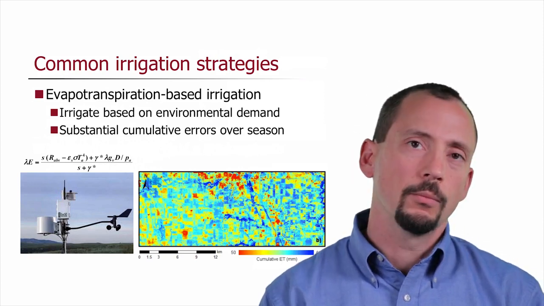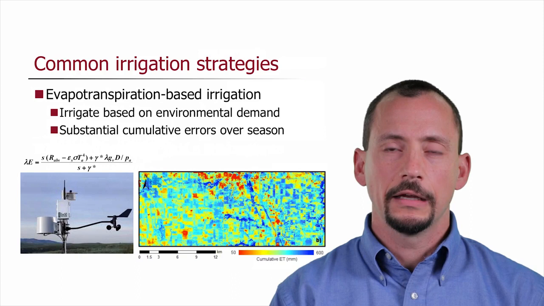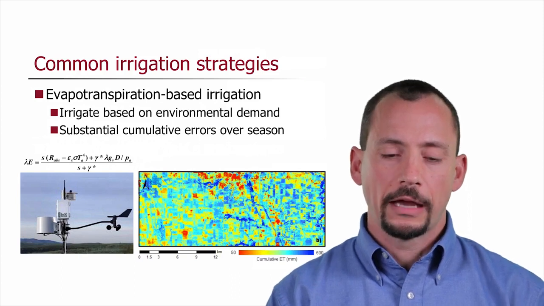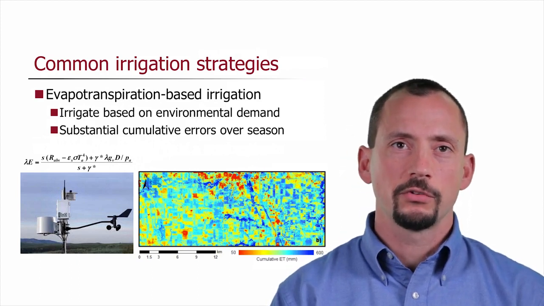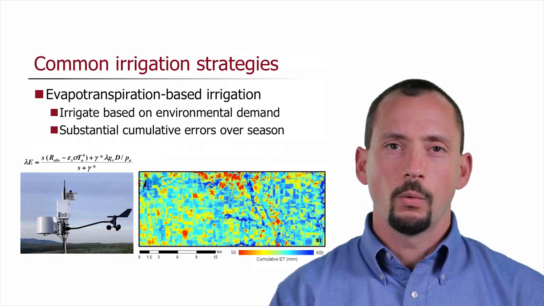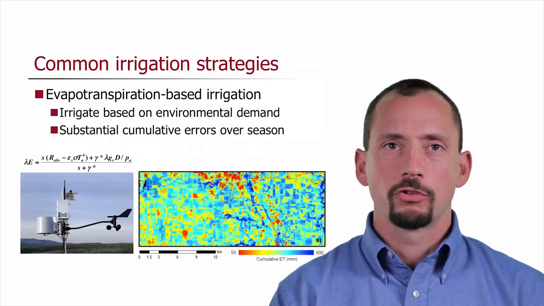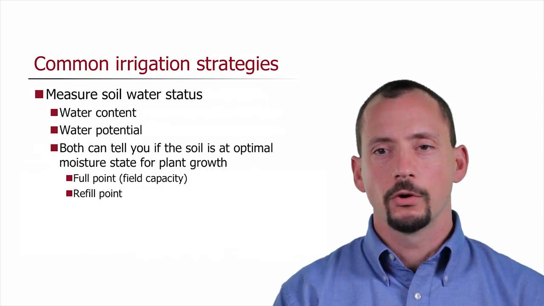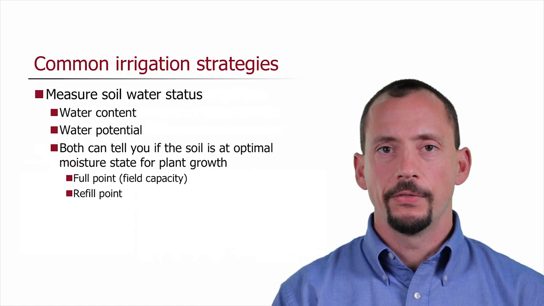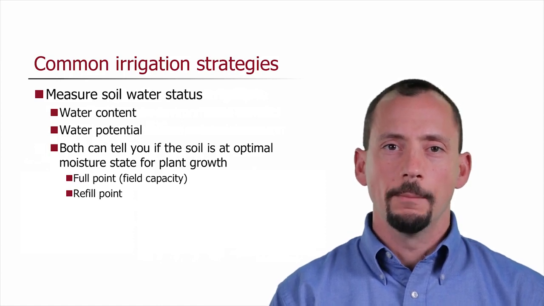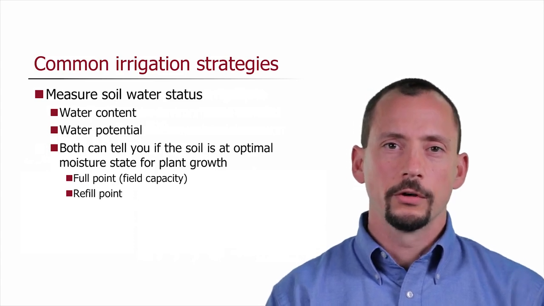Now, the big problem with evapotranspiration-based techniques is that you really have no ground truth for that, and if you have some error in your calculation of potential evapotranspiration or some error in your crop coefficient, then you can have pretty substantial cumulative errors in plant water use over the course of a growing season. So it's maybe sometimes better to measure the soil water status directly. If you know how much water is in the soil or the potential energy of that water in the soil, then that gives you a more direct method of understanding when you need to turn your pumps on or turn your irrigation off.